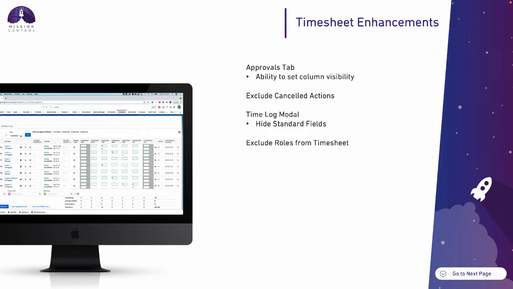The time log modal has a number of standard fields in there, such as time log notes, completion percentage, checklist items. You can now use the settings on the timesheet to hide any of those fields that you aren't needing to use. And you can also set a role to be excluded from the timesheet. So when you're switching to view another person's timesheet, you might, for example, have a number of assets or a number of placeholder roles that you don't want to see in that list. So you can just set their individual role record to be excluded from the timesheet.